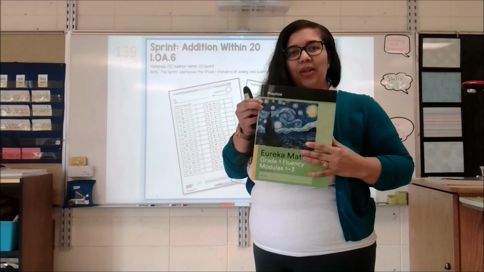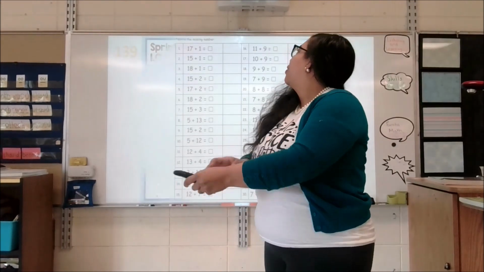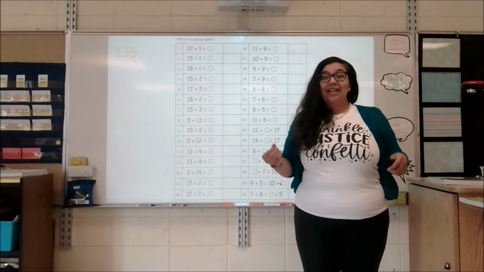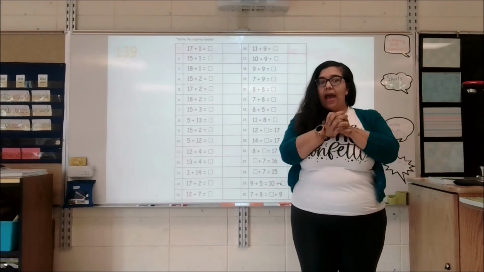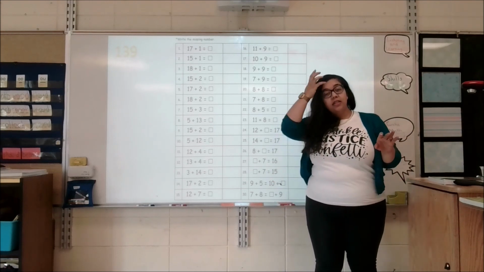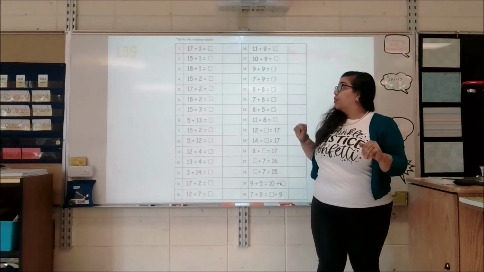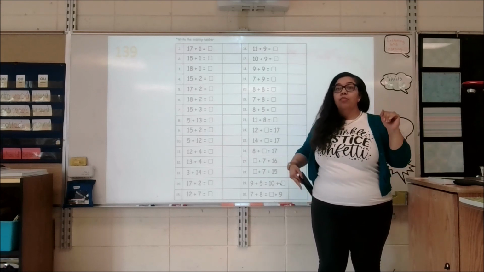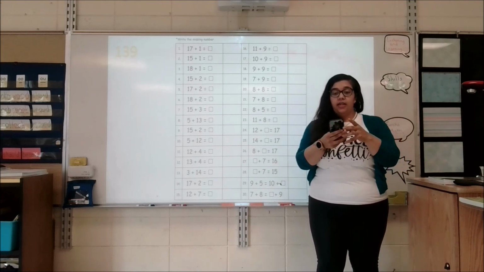Starry night, ooh la la. The directions do say write the missing number. And again, this is addition within 20. So we're adding within 20. You're going to do your absolute best in 60 seconds. Remember, 5 right answers is better than 20 wrong answers. So don't feel pressured to rush through. But you do need to stop when the timer goes off. So I'm going to put 60 seconds on the clock.